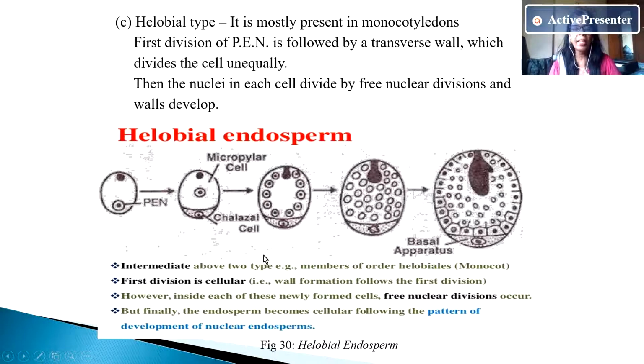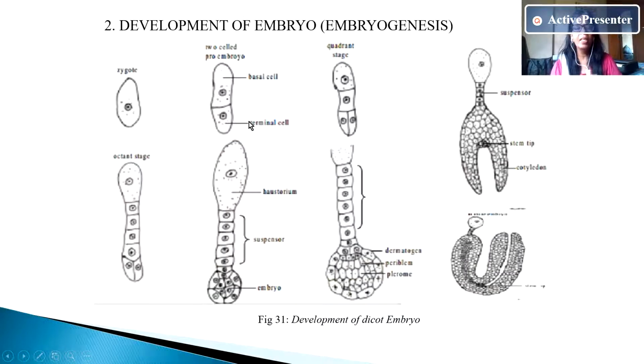So these are the three types of endosperm formation: nuclear, cellular and helobial. Then coming to the next, development of embryo, that is embryogenesis. Here, after the fusion of the male gamete with the female gamete, the zygote will form. The zygote undergoes mitotic division and forms a basal cell and a terminal cell. And here again the mitotic division continues and they will form the suspensor. And here a stem tip and cotyledons will form.